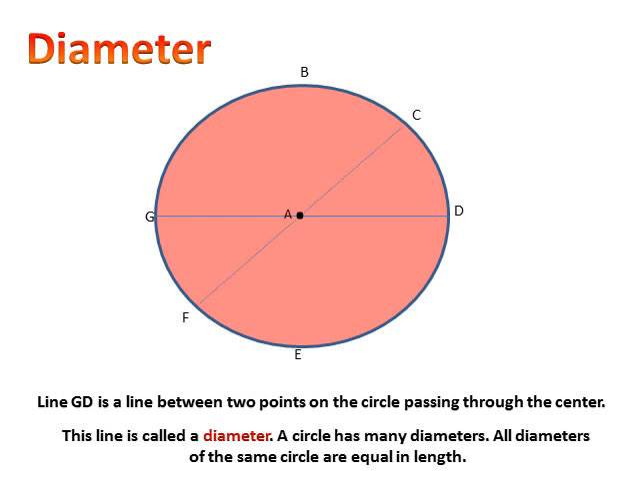Let's say we have FC. Since F and C are both on the circle and the line passes through the center point A, that is also a diameter. So FC is the same length as GD. So is BE, or EB. These are all diameters. And of course, you can pick any other points on the circle, and if you draw a straight line through the center, that's also a diameter.